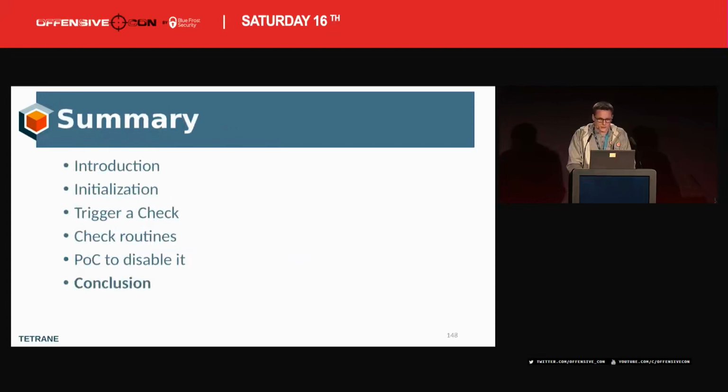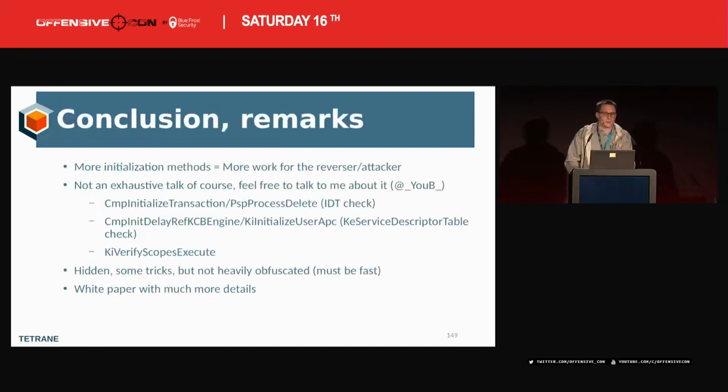So now let's conclude a little bit. Basically, the more initialization methods there are, the more work there is for the reverser, of course. PatchGuard uses an incremental way of developing. Each time someone finds a bypass, Microsoft just adds a new method, basically saying no, you didn't bypass all of it. So this is how it works. And if you find a bypass, Microsoft will probably ask whether you are sure that you bypassed all of the things.